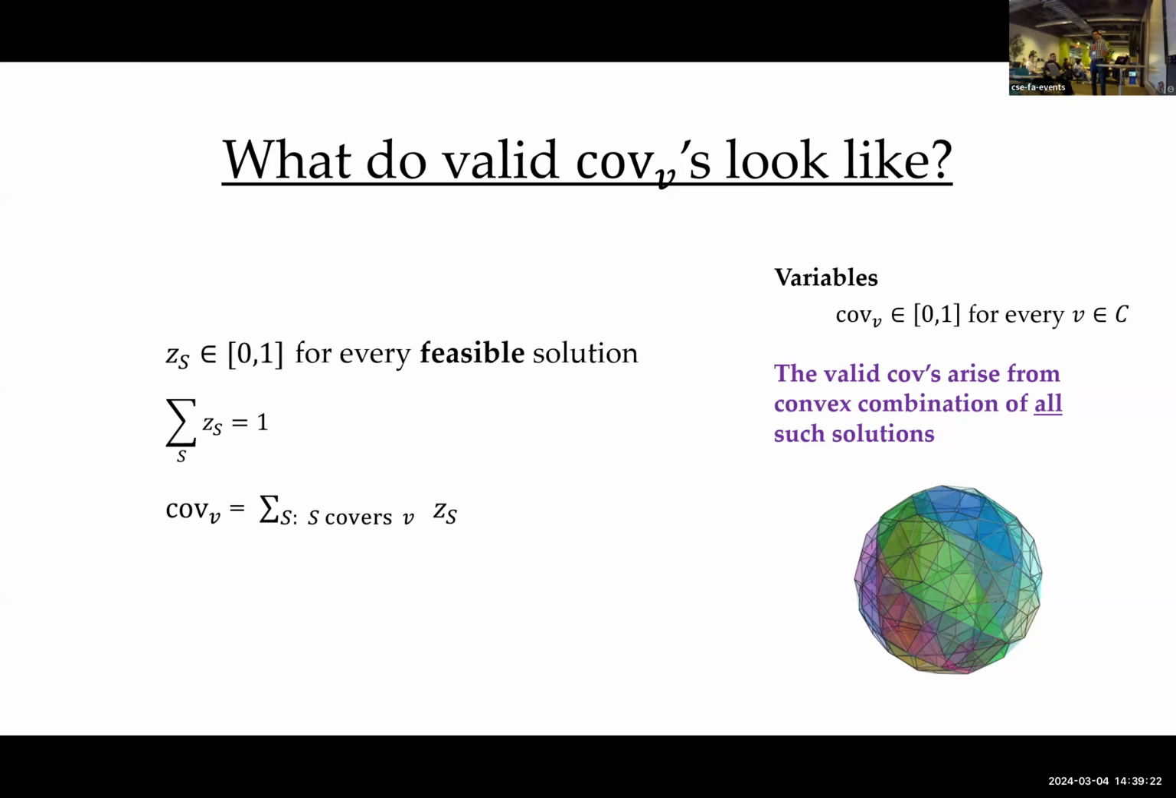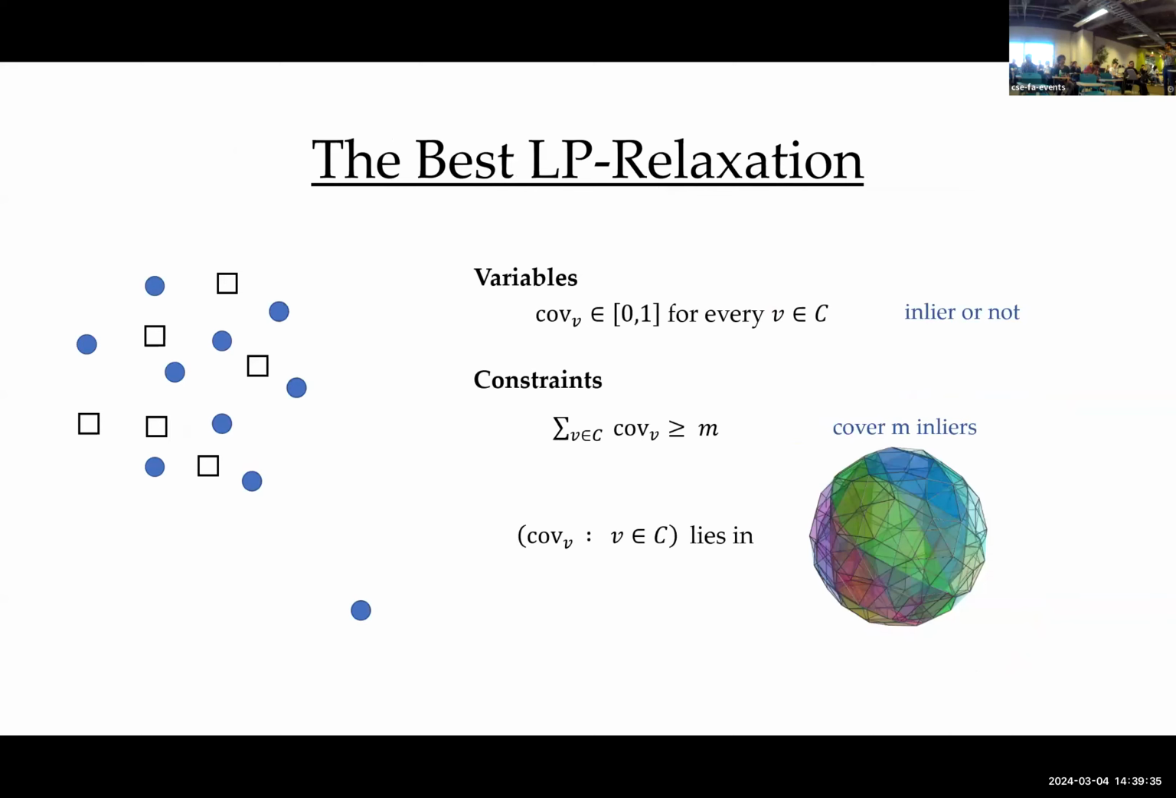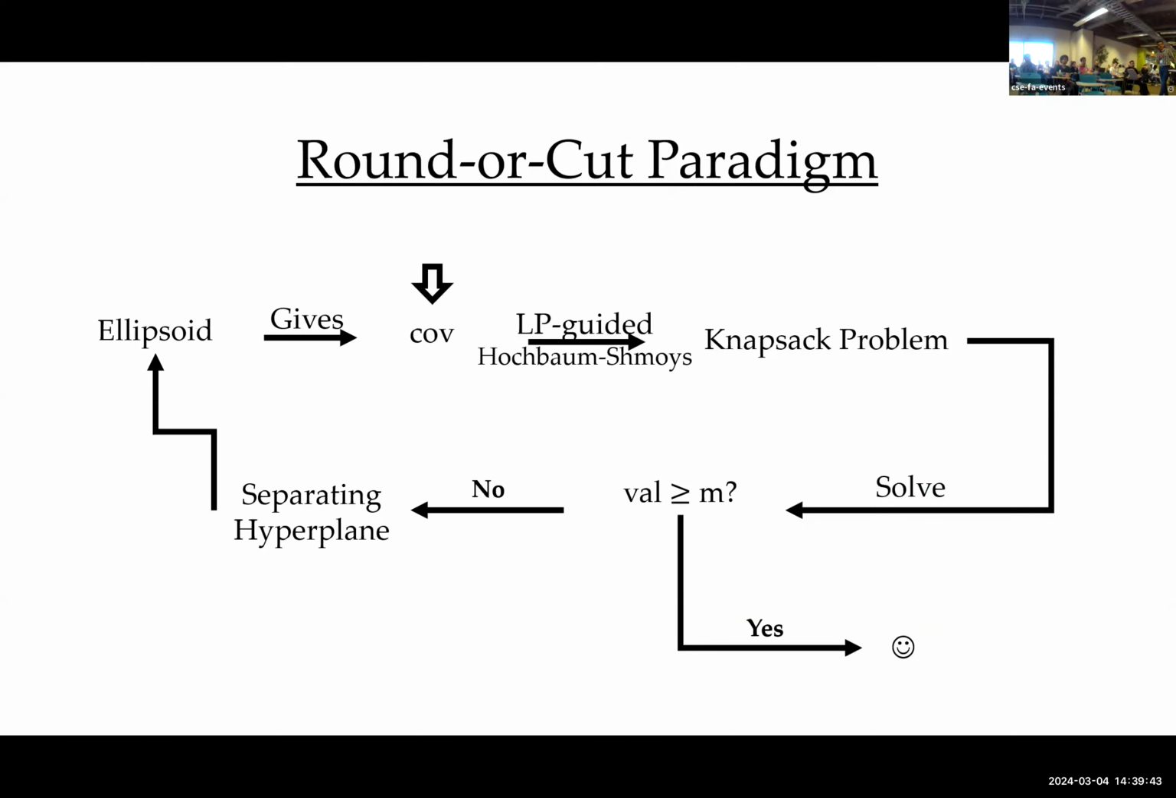Now, if my R, if my guess is too small, then this set is empty. If a set of inequalities is empty, then its Farkas dual must be non-empty, right? So this is sort of the best LP relaxation. And the algorithm, the idea of round or cut, to remind you: starting from these curves, I'm running this LP-guided algorithm, and I reach a knapsack problem, which is polynomial time solvable because the numbers are not too large. If I solve it and I cover at least m clients, I'm done. Otherwise, I want to find a separating hyperplane.